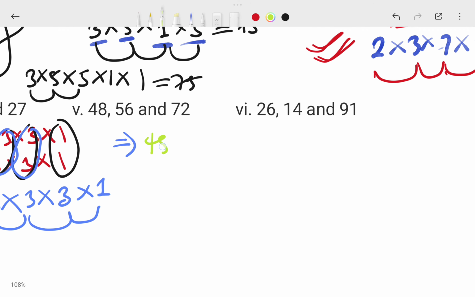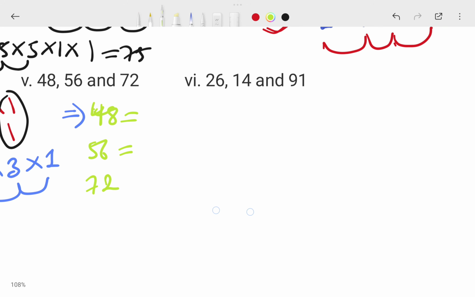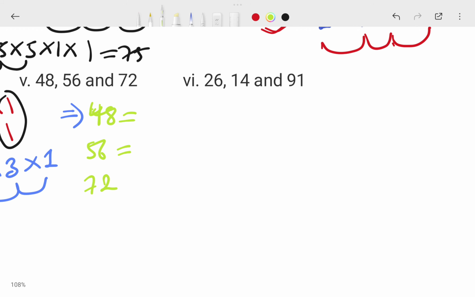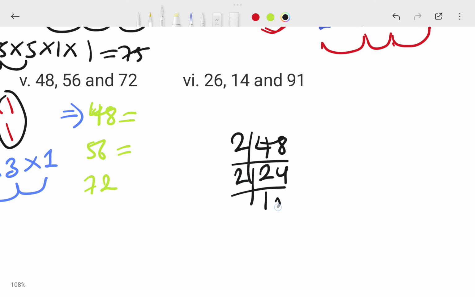Let's talk about 48, 56 and 72. Let's find out the factors of 48. You can do it like this. In the 2 table, 4 times is going to be 12. In the 2 table, 12 is 6 times. In the 2 table, 6 is 3 times, that is going to be 3 1s are 3. So this is a factor of 48.